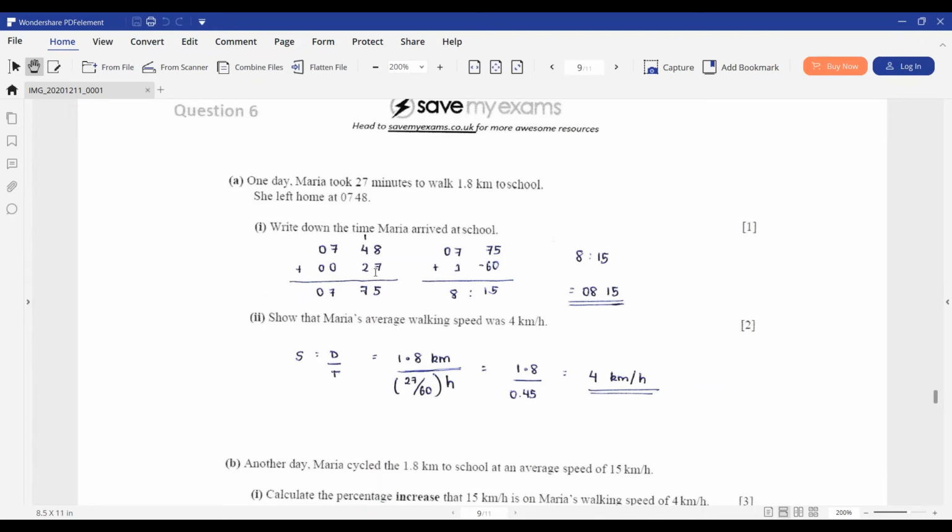So we're going to take 7:48 and add 27 minutes. So 48 plus 27 is 75, because 8 plus 7 is 15, 1 plus 4 is 5, 5 plus 2 is 7. Now 75 minutes is already more than 1 hour. So we're going to take away 60 minutes from 75 and add 1 hour to 7. So adding 1 to 7 is 8, subtracting 60 from 75 is 15. So the time she arrives at school is 8:15.